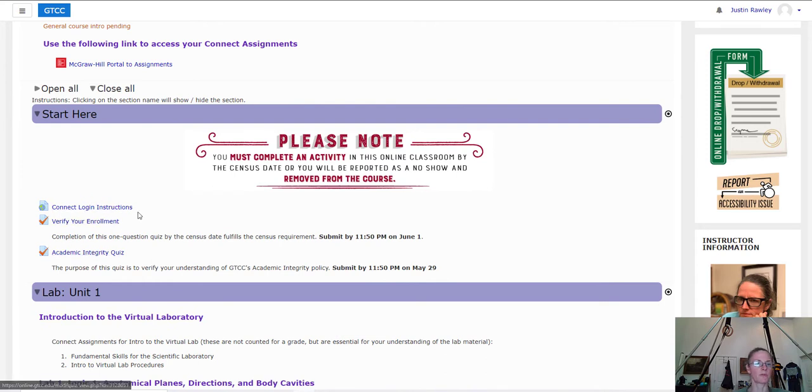We also have this little tab right here, Start Here, and this gives you a couple of things that are going to be important for, first of all, verifying that you have enrolled in the course. And this is a census assignment. So you have to complete this assignment by June 1st to be counted in the census and not be dropped from the course. Anybody who does not complete the first assignment, which is very simple, will be dropped from the course automatically by June 1st if it's not done by then.